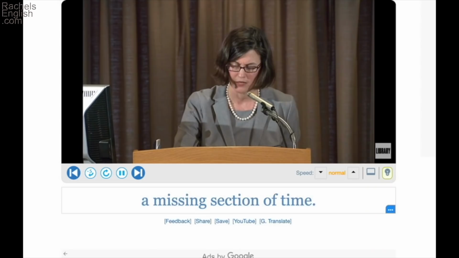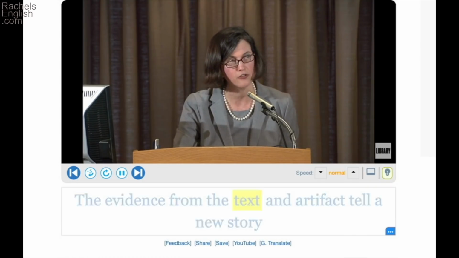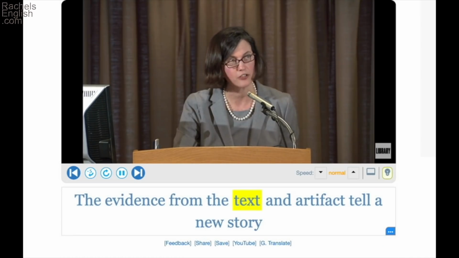Another example. The evidence from the text and artifact tell a new story. Evidence from the text, from the original piece of writing.